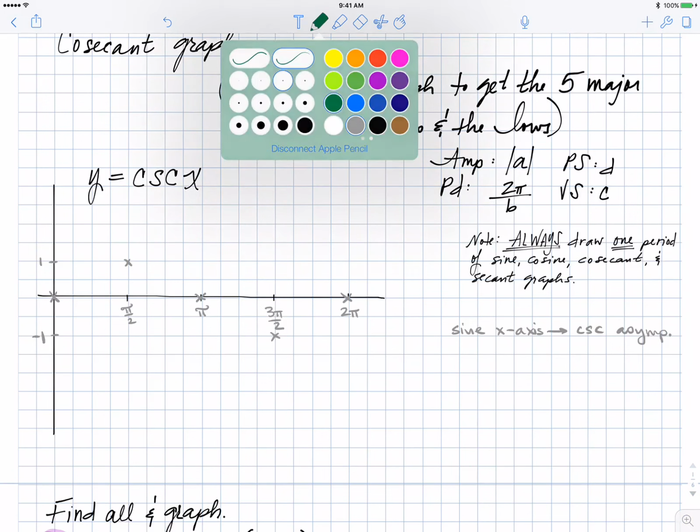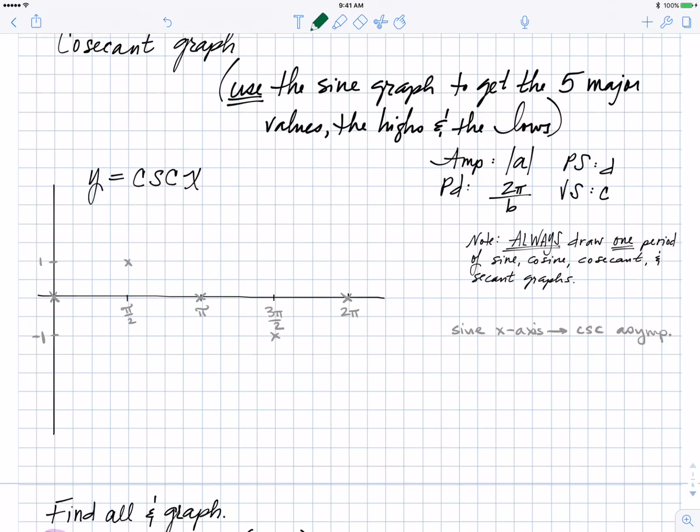So that means, let's change over to a color again. My first time the sine touches the x-axis is right here on the y-axis. So that's my first asymptote. My second asymptote is at pi. My last asymptote is at 2 pi.